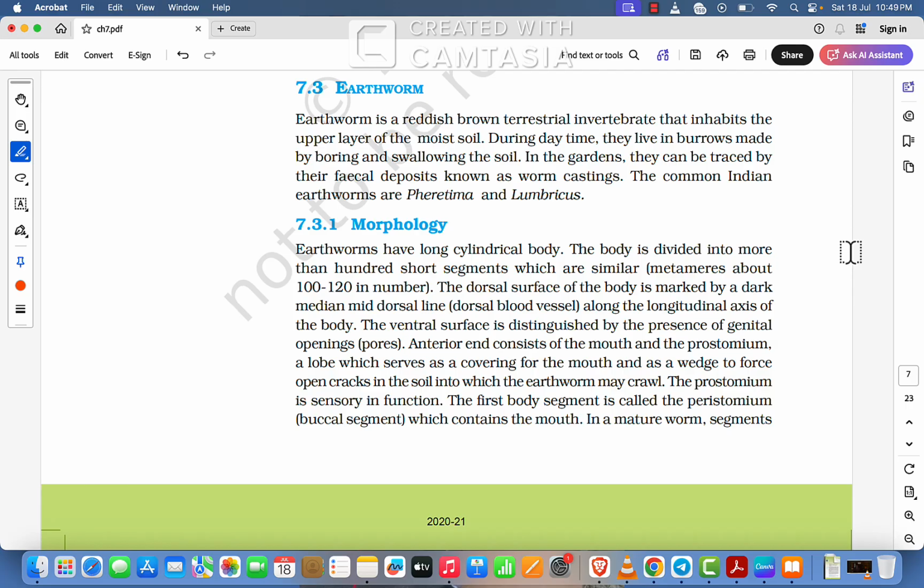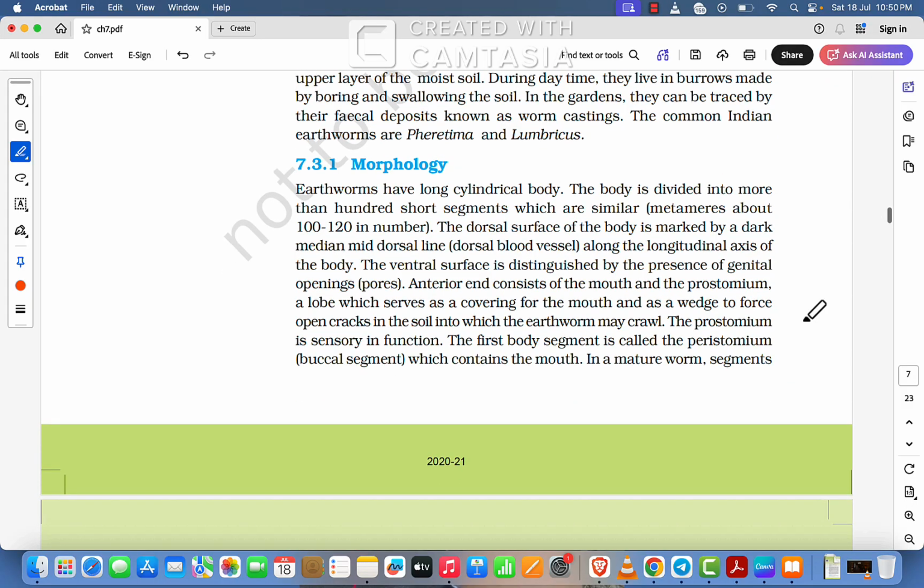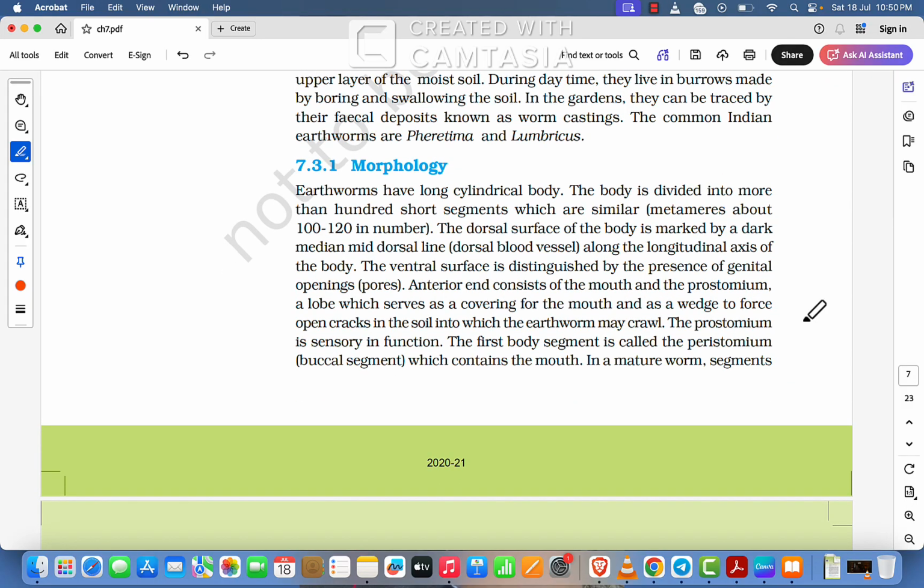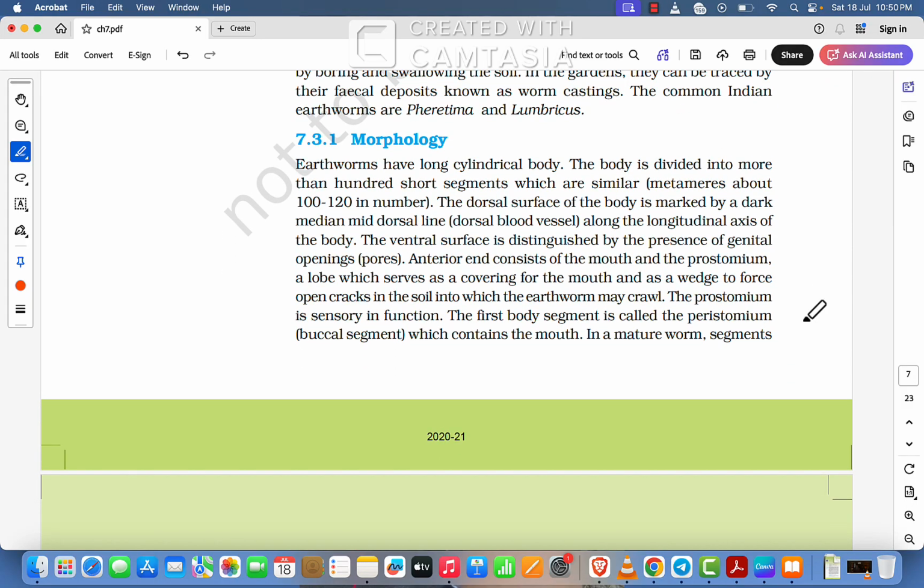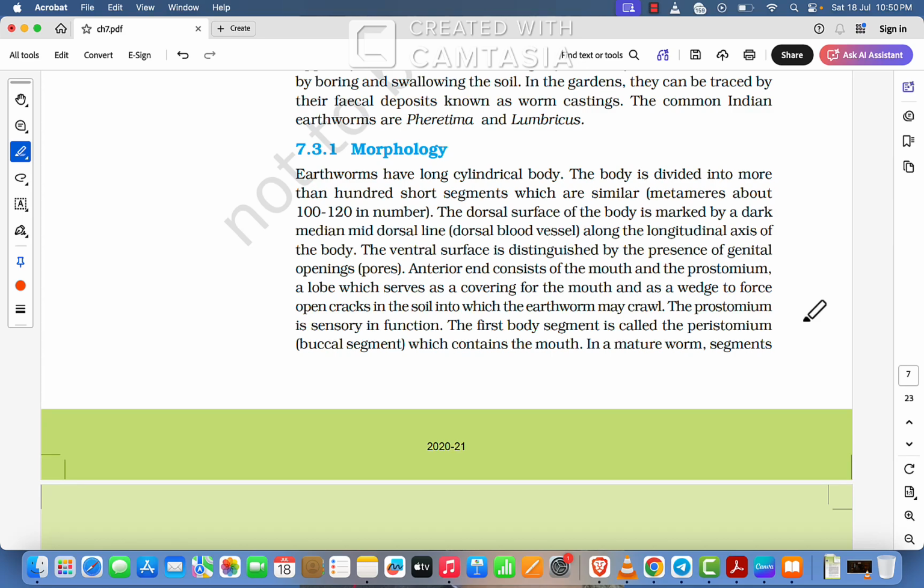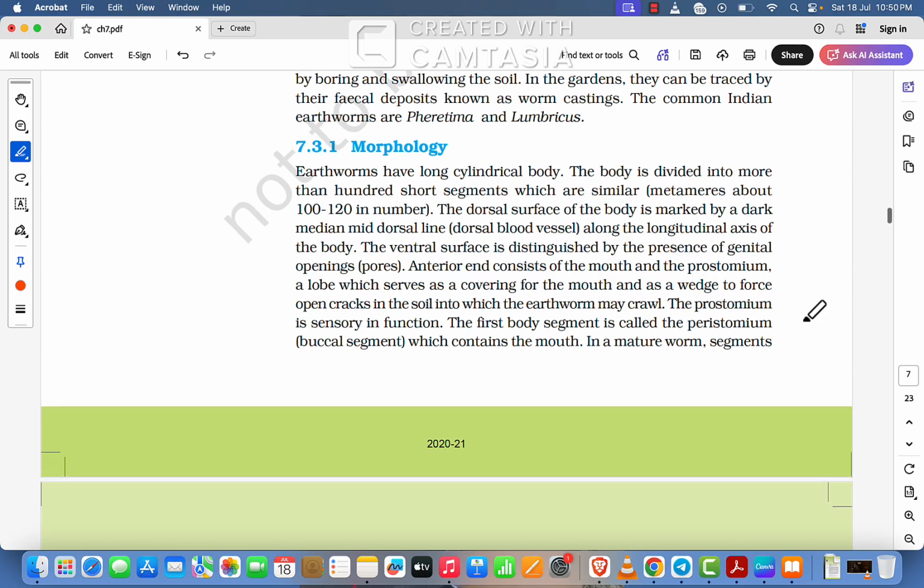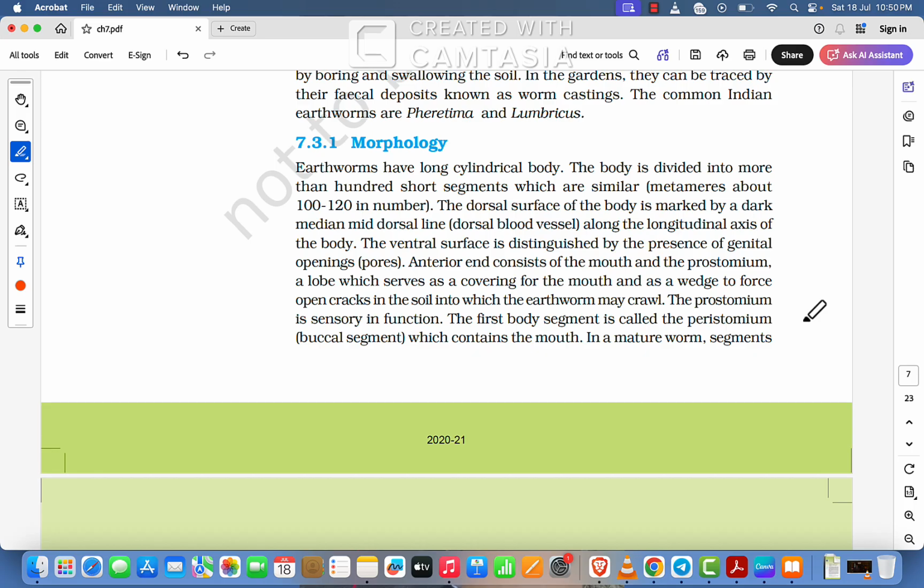The dorsal surface of the body is marked by a dark median mid-dorsal line, the dorsal blood vessel along the longitudinal axis of the body. The ventral surface is distinguished by the presence of genital opening pores. The anterior end consists of the mouth and the prostomium. A lobe serves as a covering for the mouth and as a wedge to force open cracks in the soil into which the earthworm may crawl.